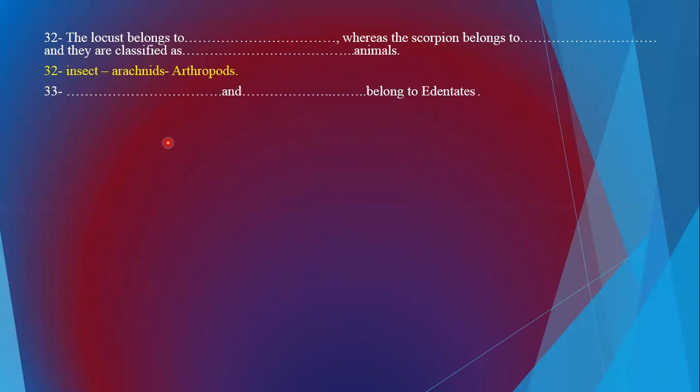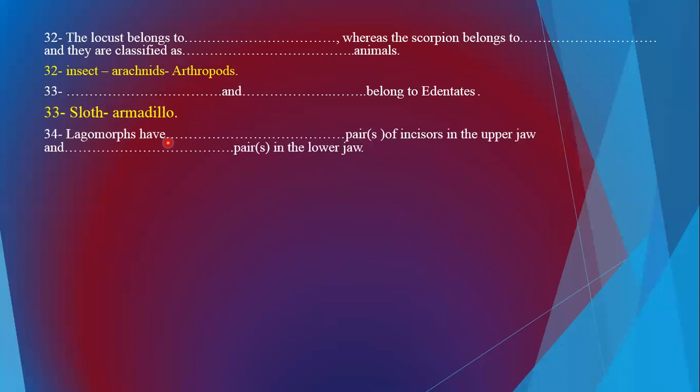Number 33, dot and dot belong to edentulous. طبعا edentulous هنا معناها teethless. نفكر شوية. عندنا اتنين وخدناهم في المنهج بتاعنا edentulous هم sloth and armadillo. sloth اللي هو حيوان الكسلان، والarmadillo اللي هو it's eating ants. Lagomorphous have how many pairs of incisors in the upper jaw and how many pairs of incisors in the lower jaw. هنفكر كده هنلاقي lagomorphous عندها 2 pairs in the upper jaw و 1 pair only in the lower jaw.